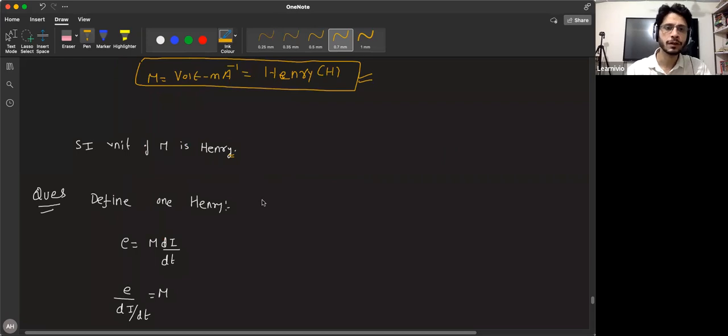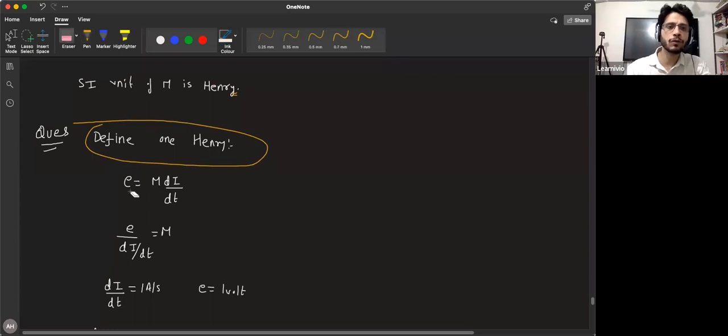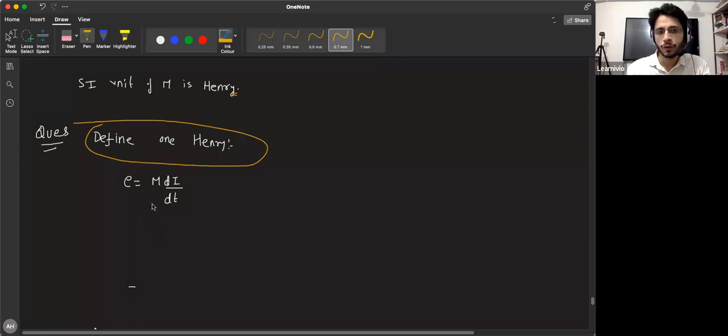Okay. The next is a one marker question, the definition of 1 Henry. So see how we define 1 Henry. We know that induced EMF is M di over dt. This is the expression of induced EMF, M di over dt. From here, you can write that your M is E by di over dt.